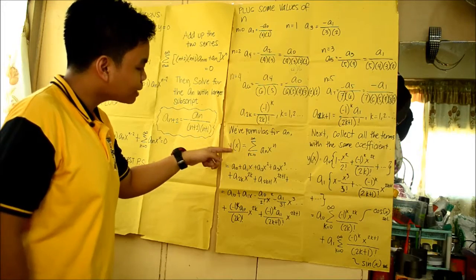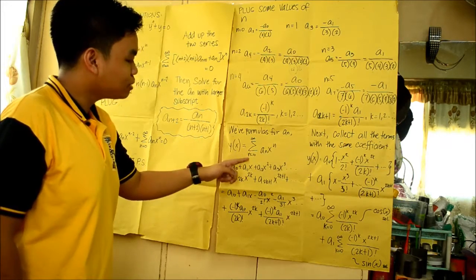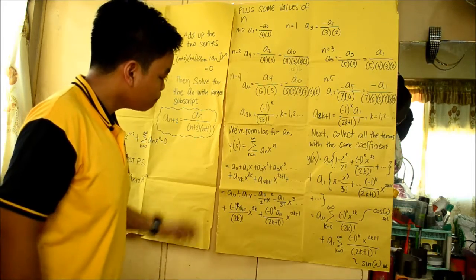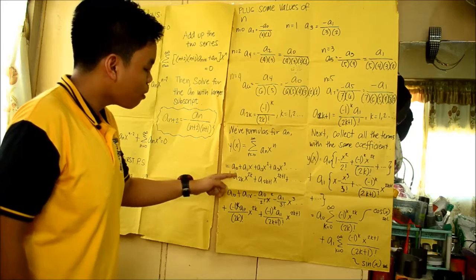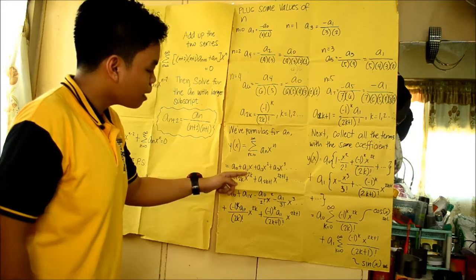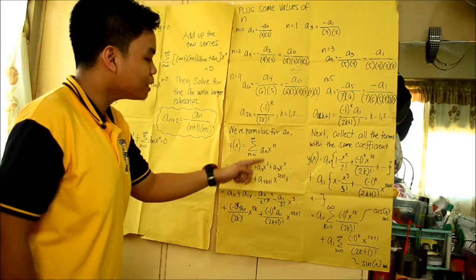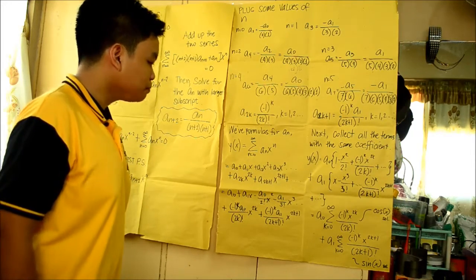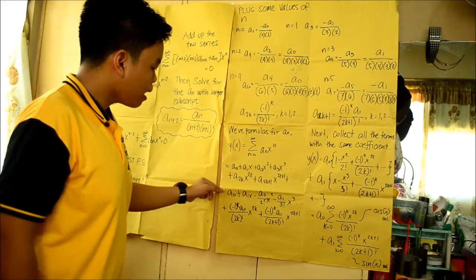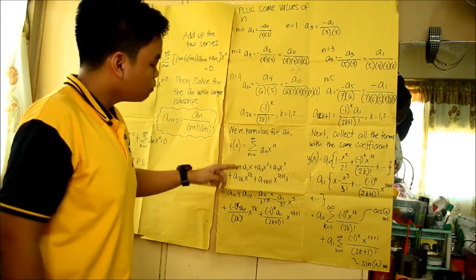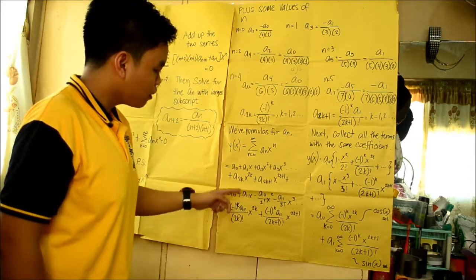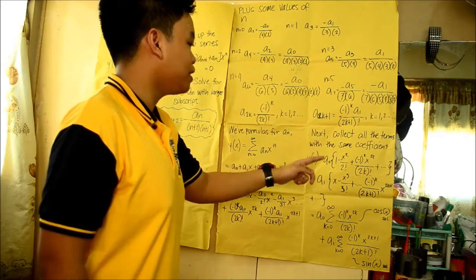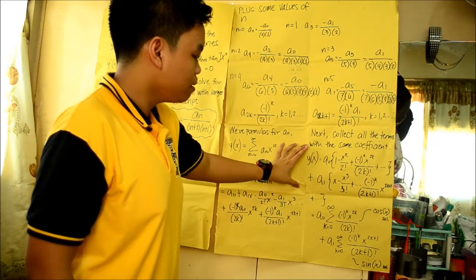Then y of x is equal to the summation, n equals 0, a sub n x raised to n. So this is the formula: a sub 0 plus a sub 1 x plus a sub 2 x squared plus a sub 3 x cubed, and so on and so forth. So we will plug these values into this formula. Then next, collect all the terms with the same coefficient, like what I have done there.